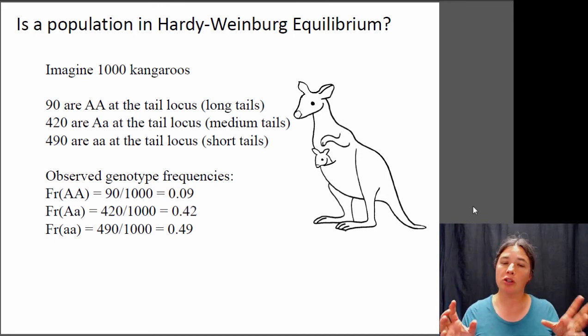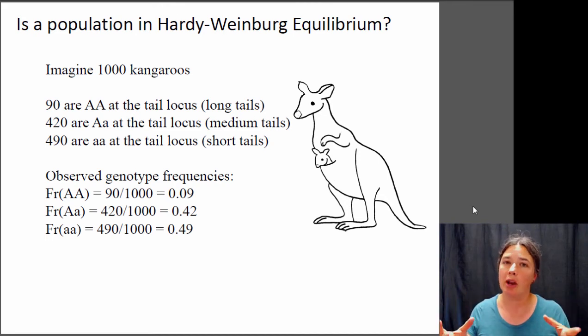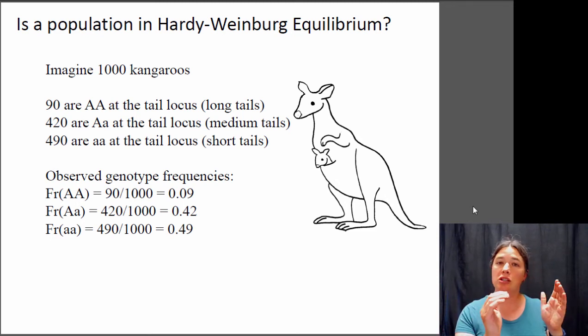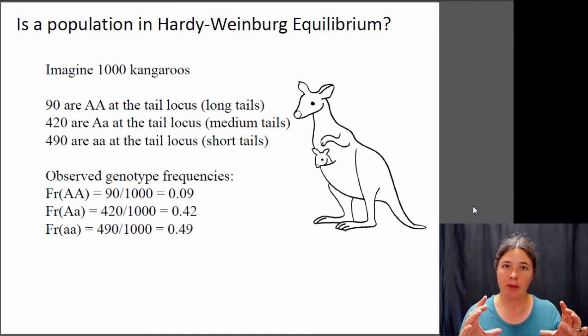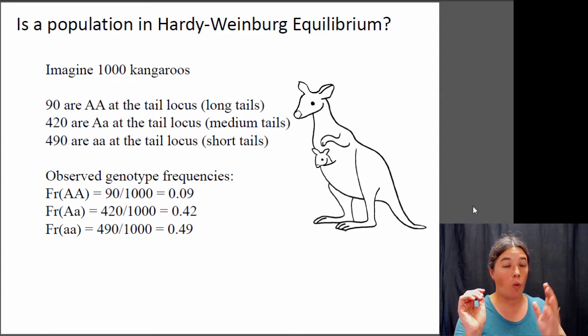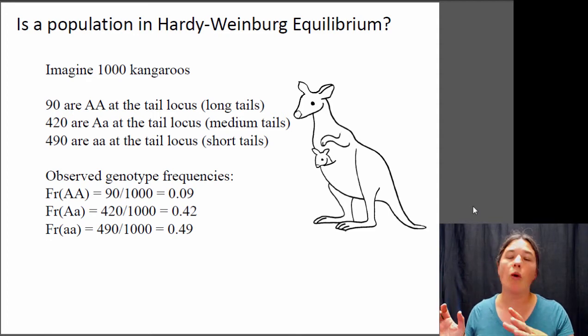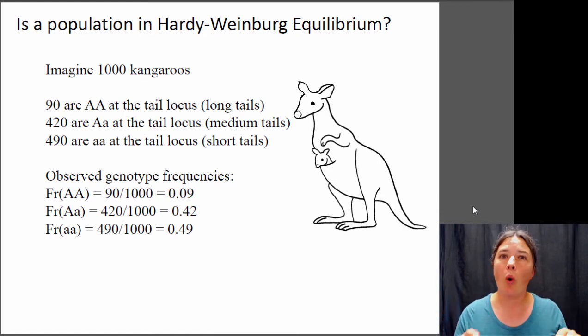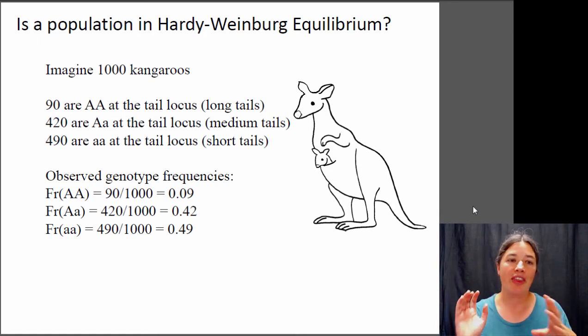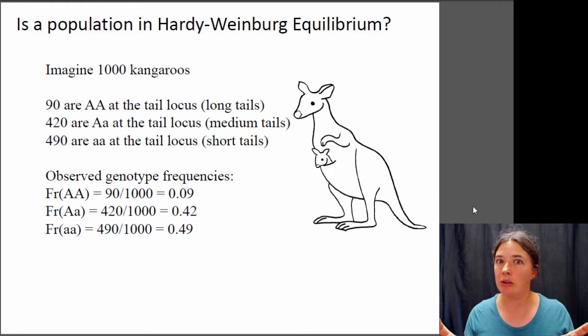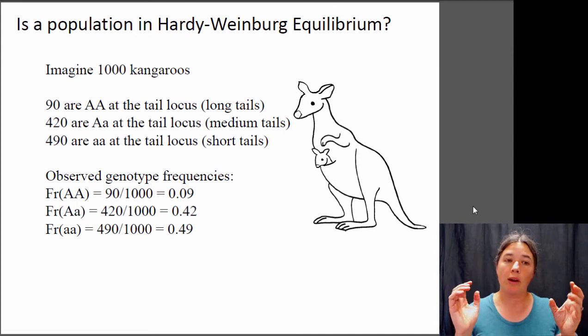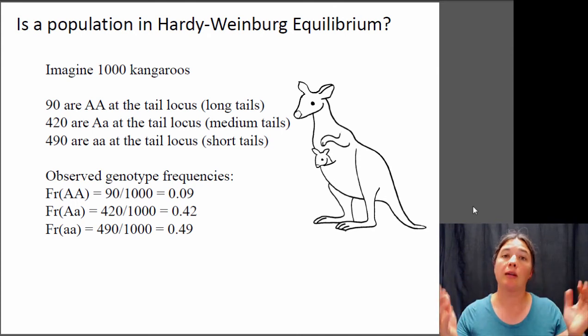So what you want to do is literally count up the number of big A alleles that you have. For each homozygote, you have two, so you do 2 times 90, plus 1 times the number of heterozygotes, because there's only one big A allele in each heterozygote. So 1 times 420, over the total number of alleles in the population. Now, we have 1,000 individuals. How many alleles does each individual have? Each individual has 2 alleles because they're diploid. So you want to divide that first number by the total number of alleles.